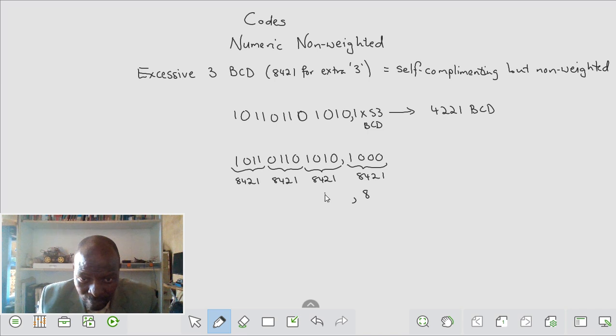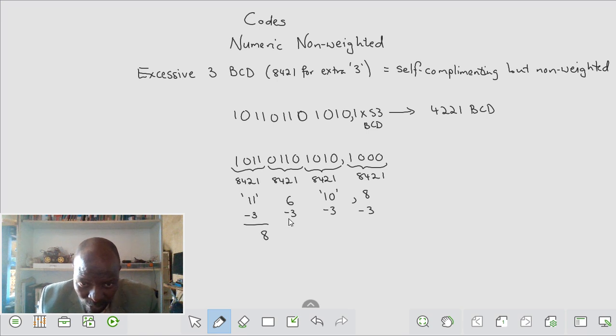That's 10. Remember, this is excess 3. So that there is 10. Okay. That there is 6. That there is what? Is 8. That's 11. Okay. We know that all these carry an extra 3, so we remove those 3s to know what the decimal is. So we remove the 3s. All right. So this here will remain as an 8.